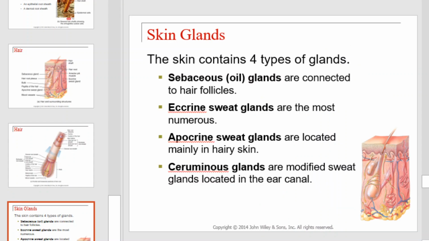Skin glands. The skin contains 4 types of glands: sebaceous or oil glands that are connected to hair follicles, eccrine sweat glands, which are the most numerous, apocrine sweat glands, which are located mainly in hairy skin, and ceruminous glands, which are modified sweat glands located in the ear canal.